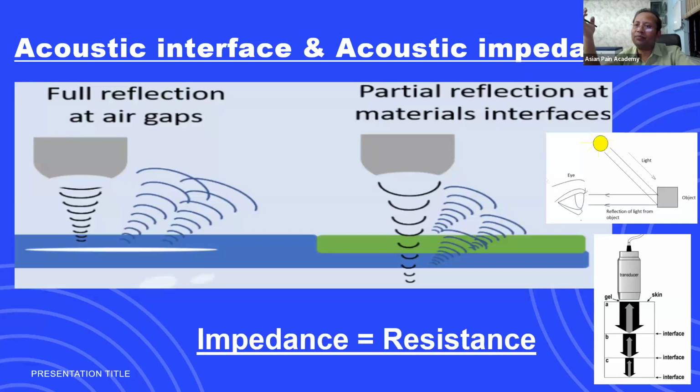So it is the density, or the resistance of that medium, that is indirectly fixing the amount which is returned. Okay, so impedance means resistance. Impedance means resistance. So here you can see full reflection at air gaps.